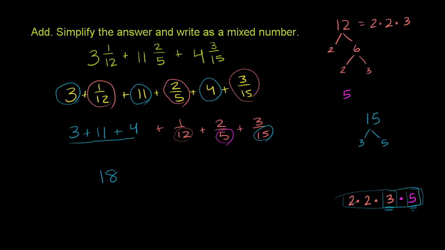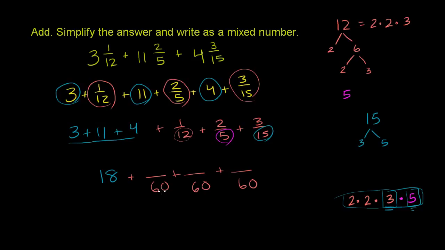So what is this number? 2 times 2 is 4. 4 times 3 is 12. 12 times 5 is 60. So the least common multiple of 12, 5, and 15 is 60. So this is going to be plus, we're going to be over 60. So all of these are going to be over 60. All of these three fractions are over 60.